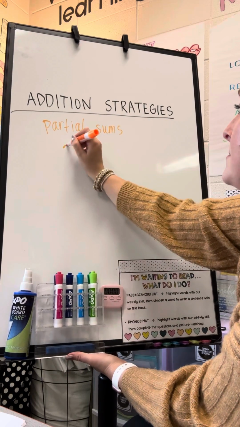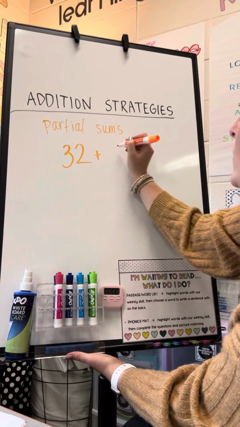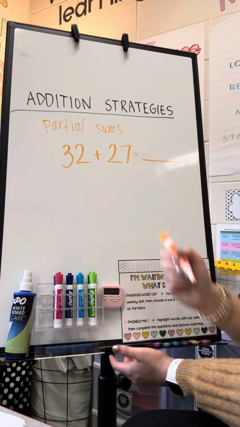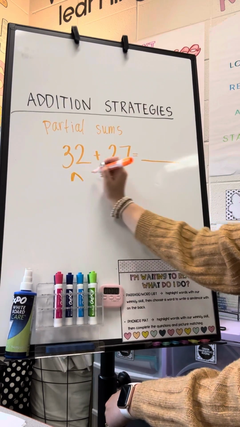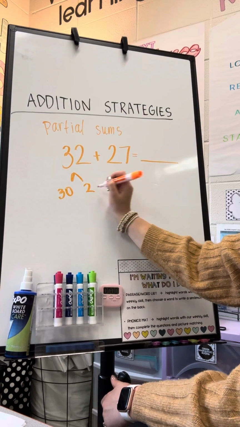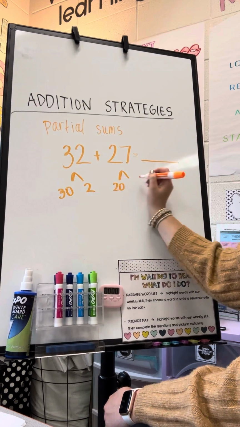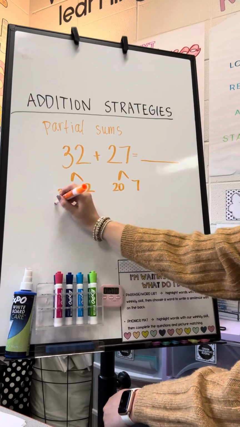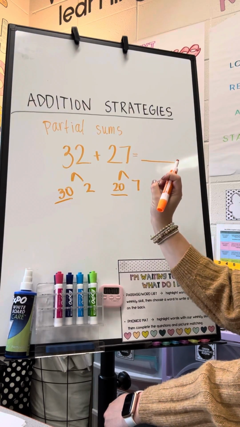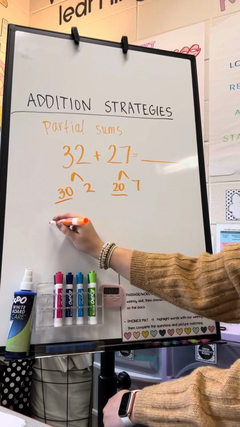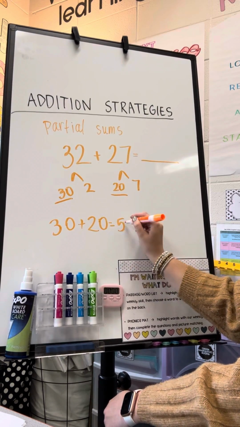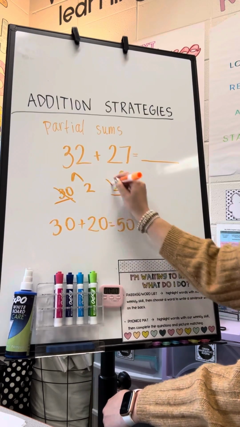And partial sums is where we are going to really look at the place value and look at the digits and what place they're in, and utilize expanded form along the way. So 32 is broken up into 30 and 2. 27 is 20 and 7. Okay, and we're going to start by figuring out part of our sum. Okay, 30 and 20, 50. Okay, I've done that part of my sum.